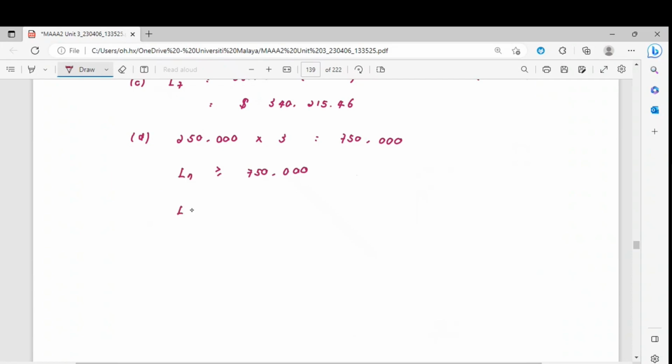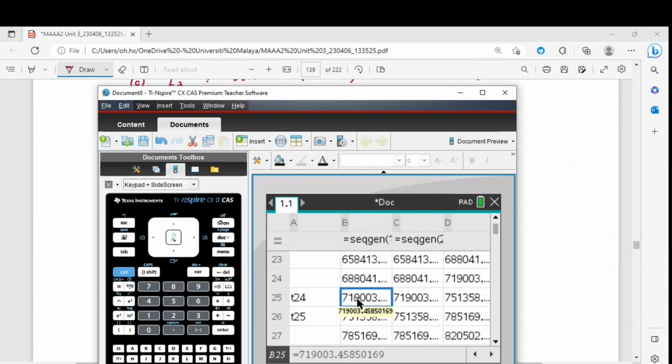Okay, so L24 gives us 719,003.46, and then L25 gives us 751,358.61. Okay, which is what you see here. Okay, so similarly, you see, right?